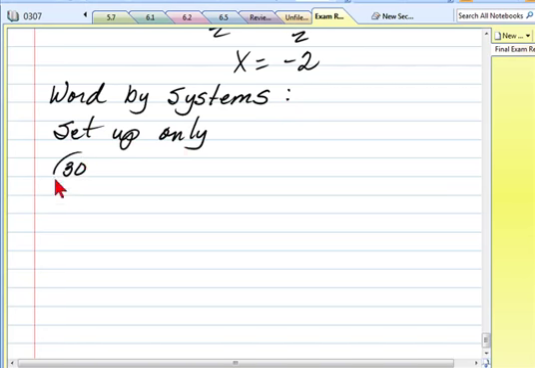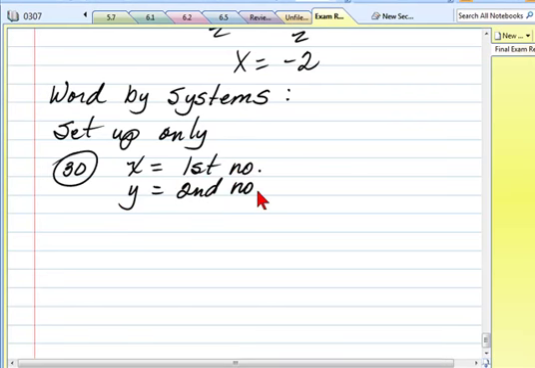Number 30. It says one number is 4 less than a second number. Twice the second number is 10 less than 5 times the first. Find the two numbers. So you have to make a decision. Systems means two variables. So I'm going to have x is, I'm going to call it the first number, and y is the second number. One number is. That means x is. This is literal translation. You read it, you write it.